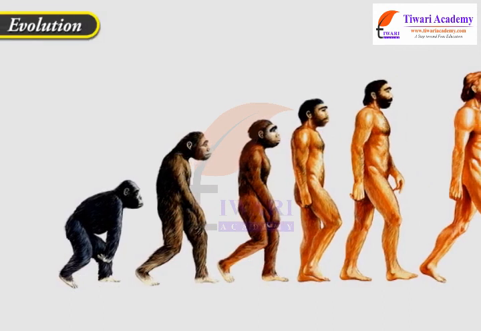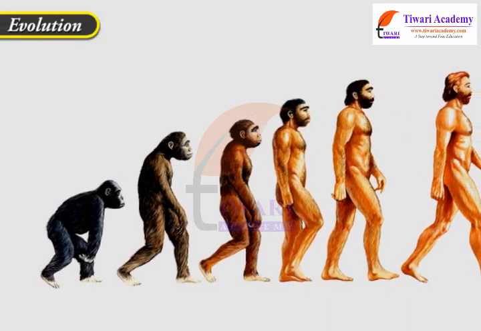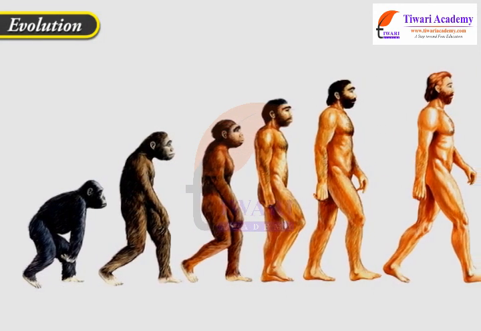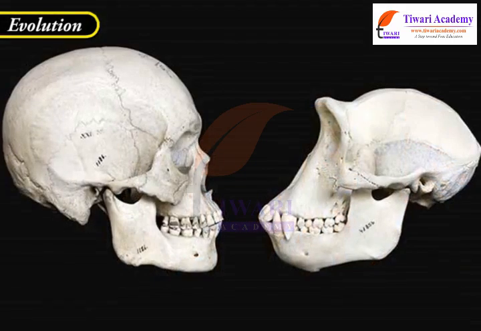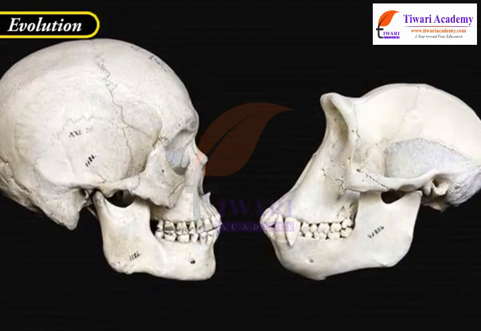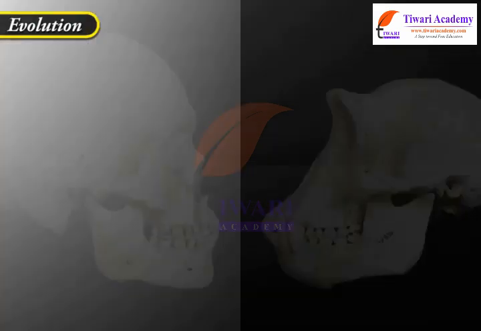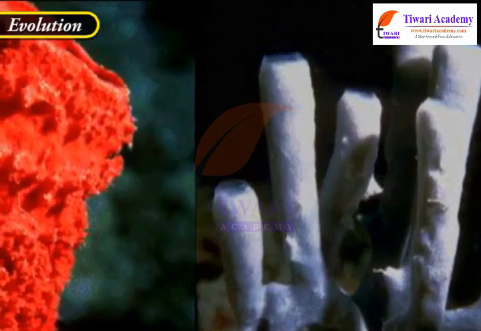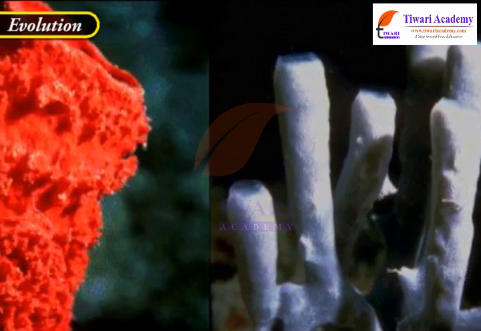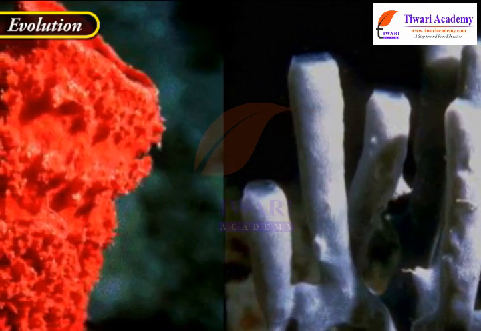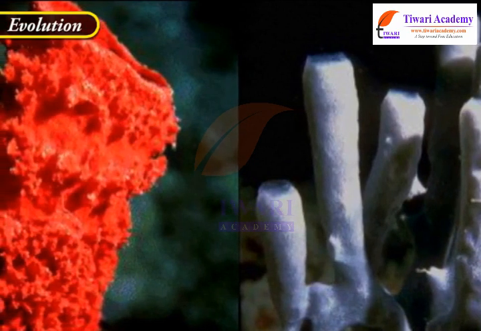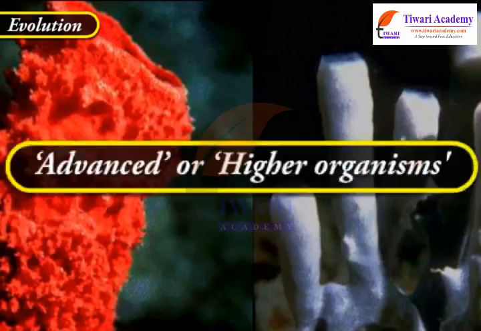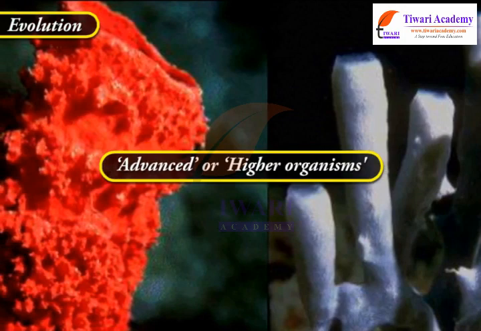During the course of evolution, we find some groups of organisms have ancient body designs which have not changed much. These organisms are known as primitive or lower organisms, while there is another group of organisms which have acquired their body designs during the course of evolution. These are known as advanced or higher organisms.